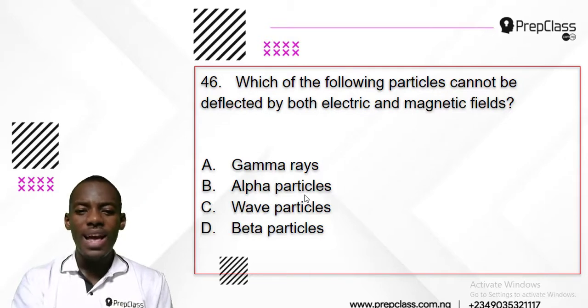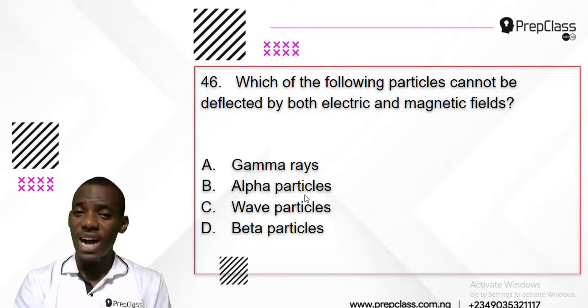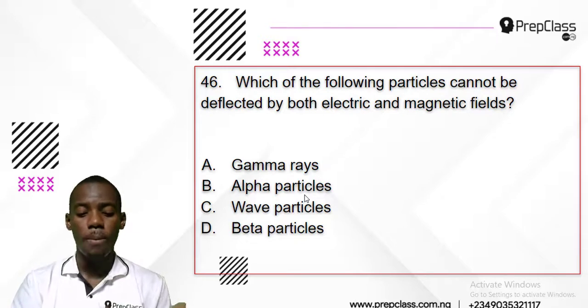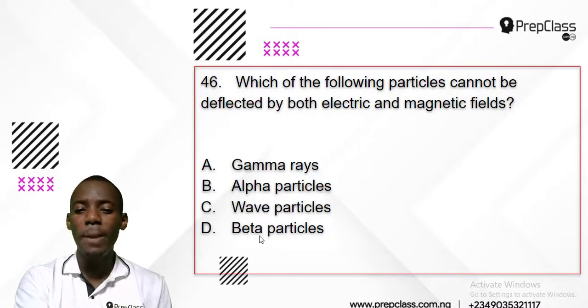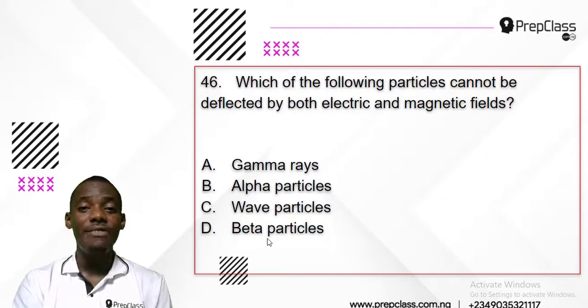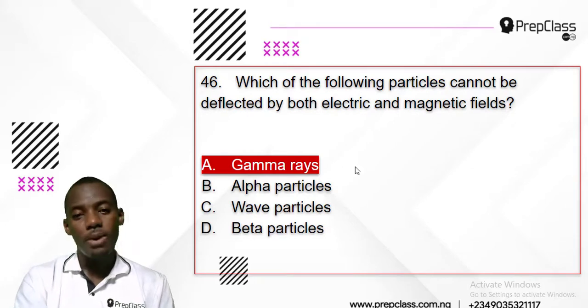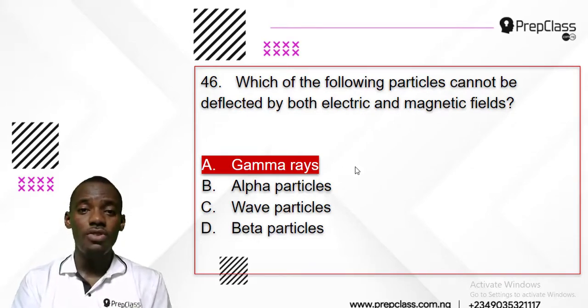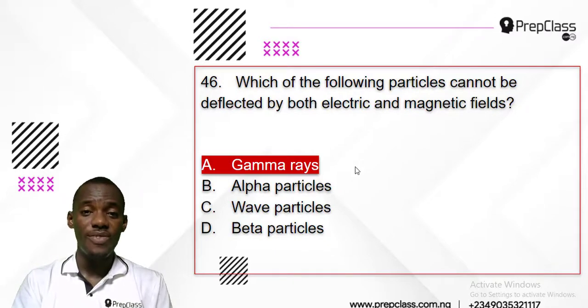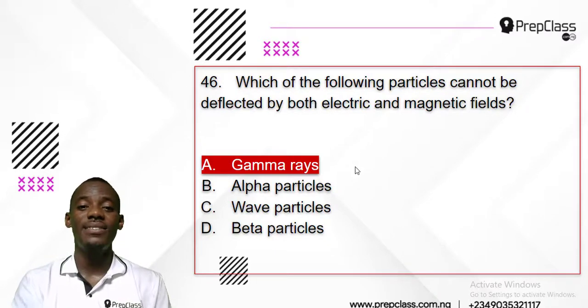But alpha particles are known to be positively charged. Alpha has to do with protons and neutrons, and they are positively charged and also heavy. Beta particles are negatively charged and have no weight, because they are made up of electrons only. So the one that cannot be deflected by magnetic and electric field is gamma ray, and that is the answer, because it is an electromagnetic wave. It does not travel through any medium and cannot be deflected by any field.